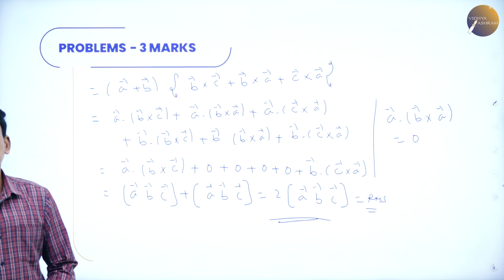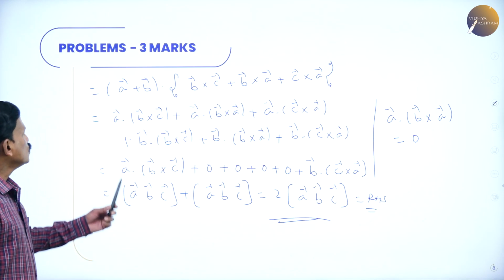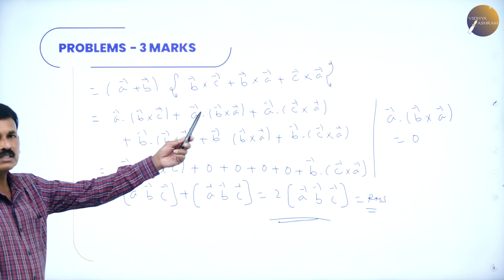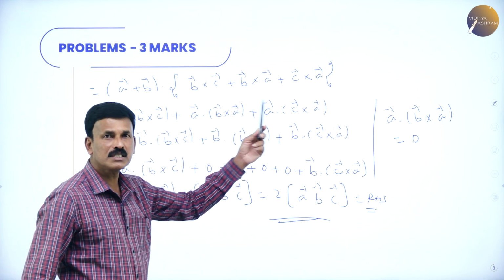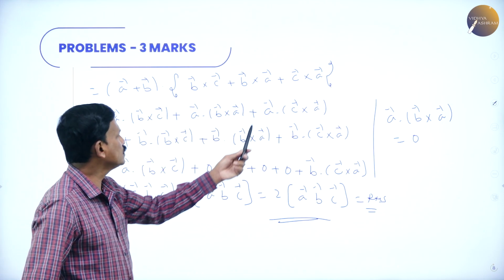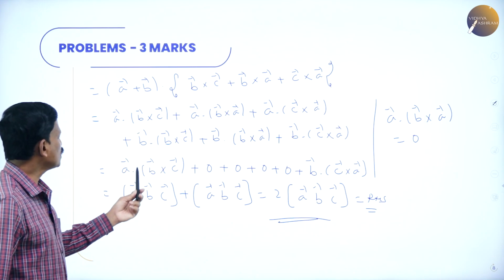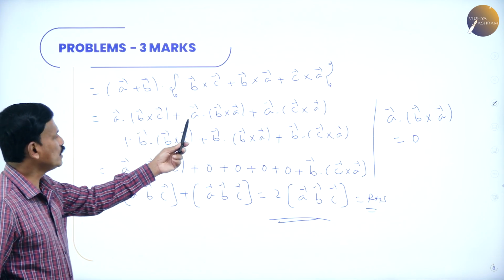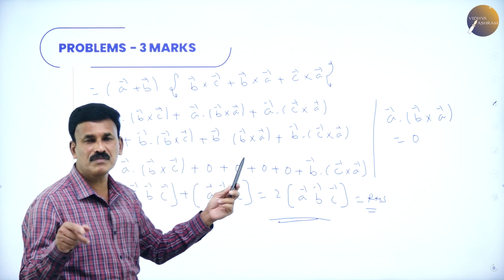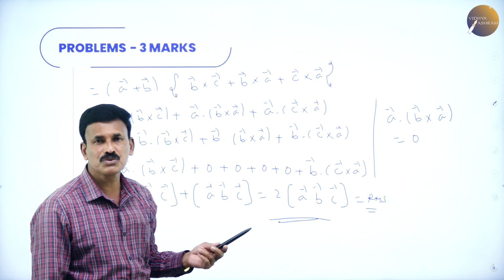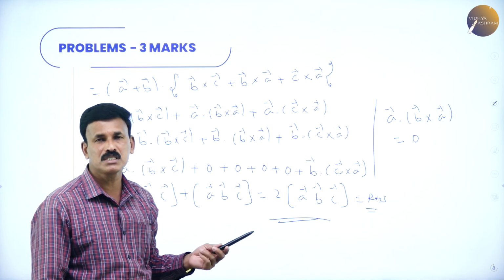Very important and very simple problem for 3 marks. So apply dot for all the 3 vectors: A dot these 3 vectors, plus B dot all the 3 vectors. Then A dot B cross C is same, and for the remaining, if 2 vectors are same, then the value of the determinant is 0. If 2 rows or 2 columns are same, then the value of a determinant is 0.